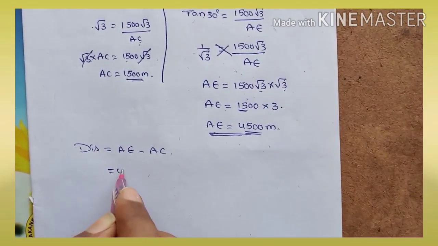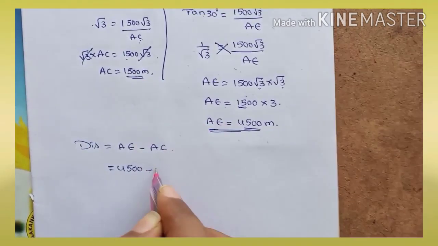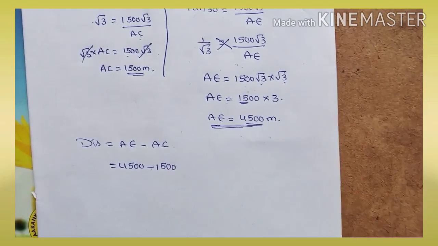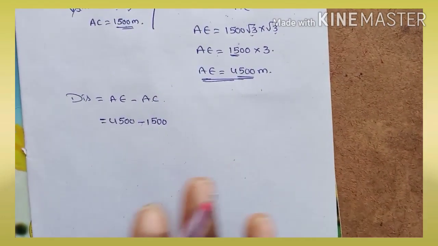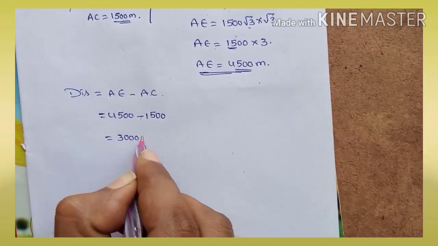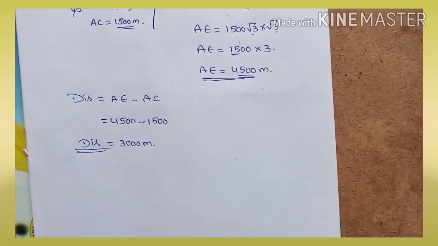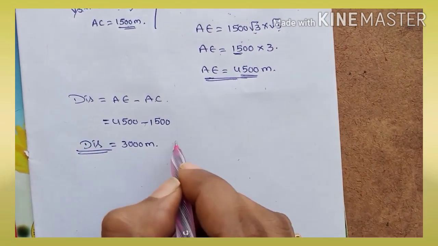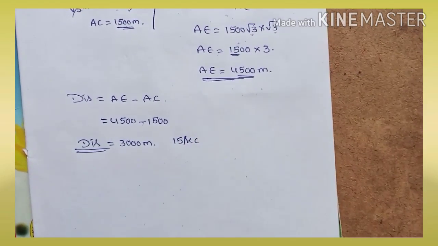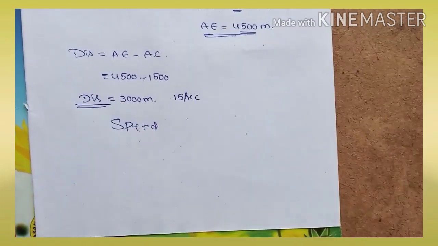AE length is equal to 4500 minus AC, which is 1500. Subtract these two: 4500 minus 1500 is equal to 3000 meters. This is the distance covered by the jet plane in how many seconds? 15 seconds. Now we have to calculate the speed of the jet plane.